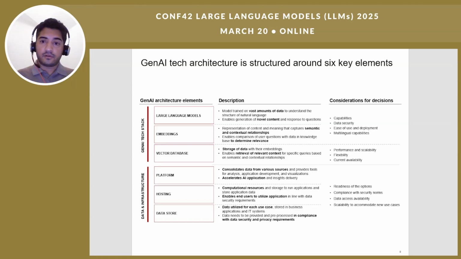Then in terms of the infrastructure, again, it's very simple: platform, hosting, and data store. In terms of the platform, again, we already know that. What should be your decision considerations? Again, it's a kind of a choice. We have compliance with the security team, the security norms of your organization, and scalability to accommodate new use cases, making sure that your platform and the infrastructure is really robust to help you accelerate various use cases.